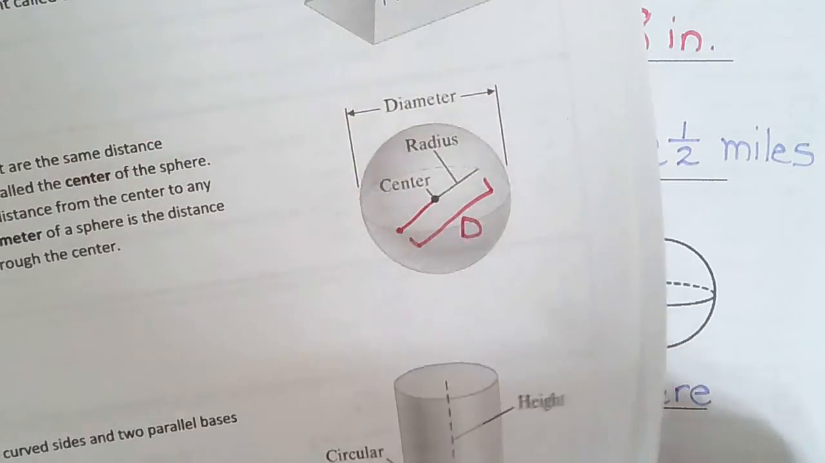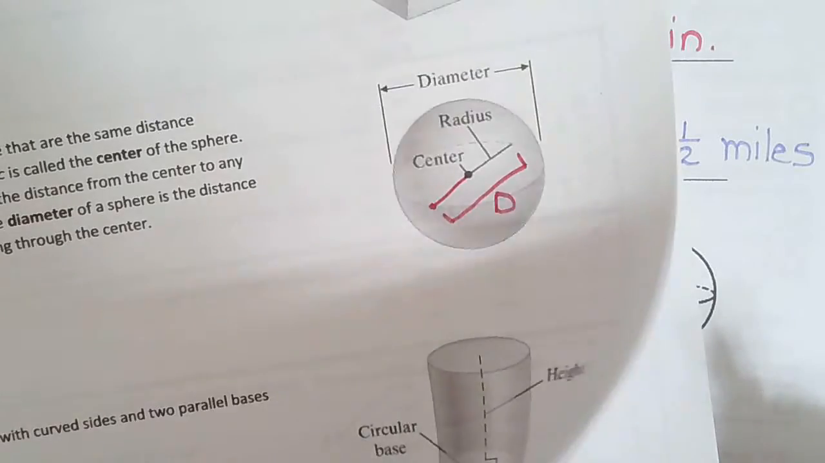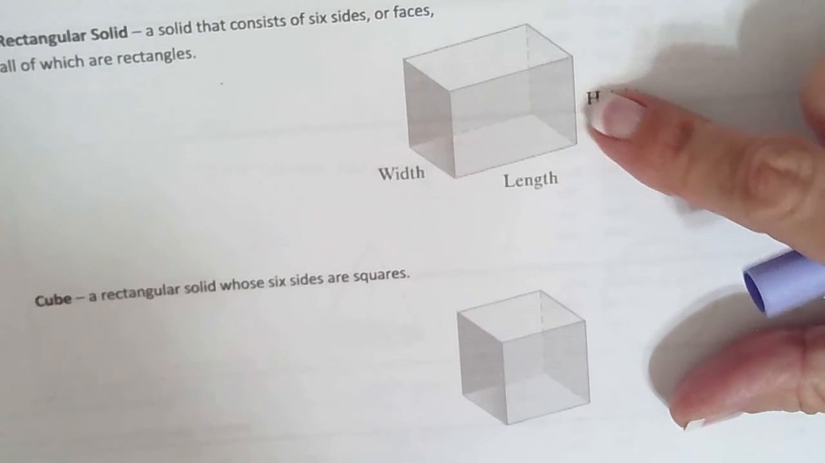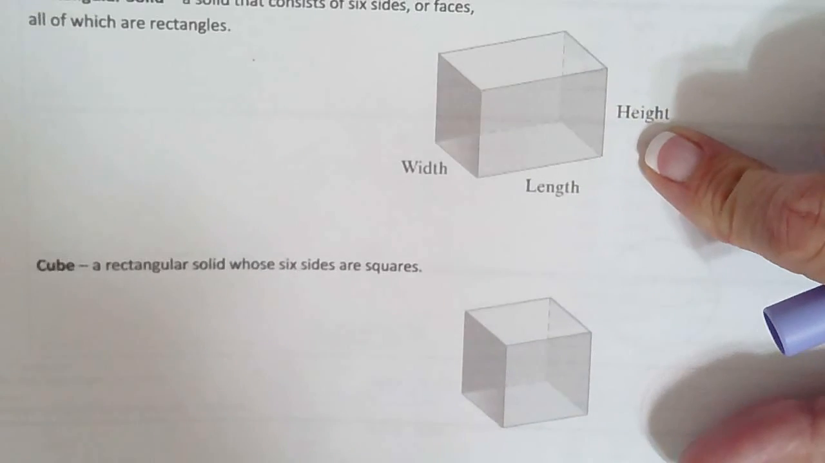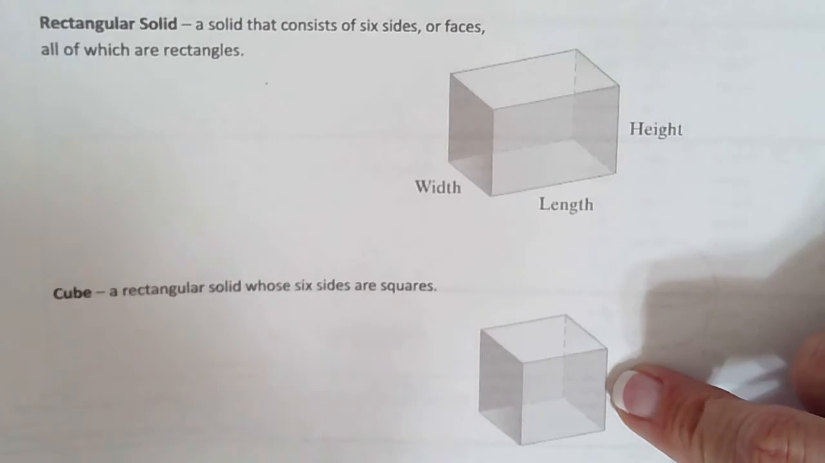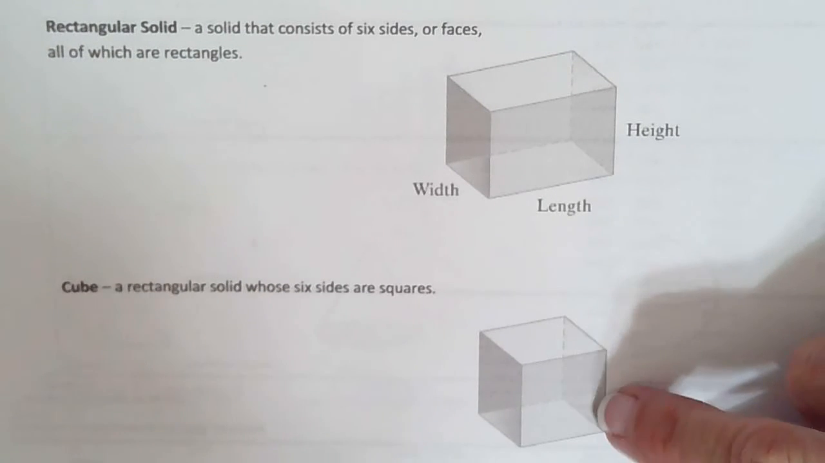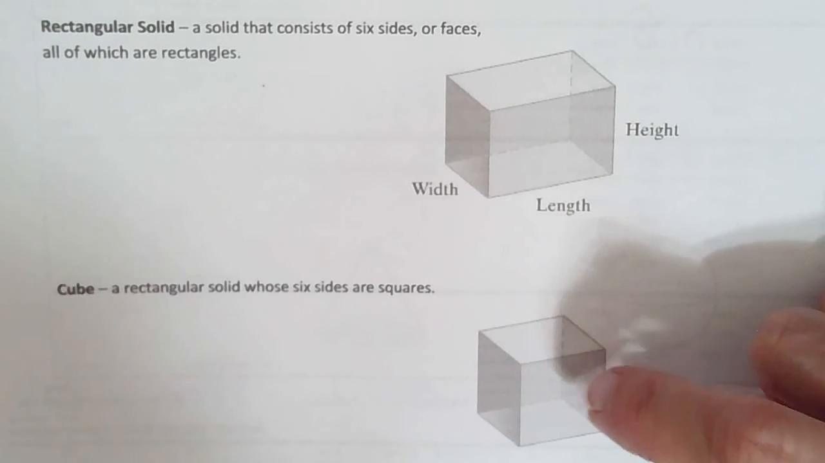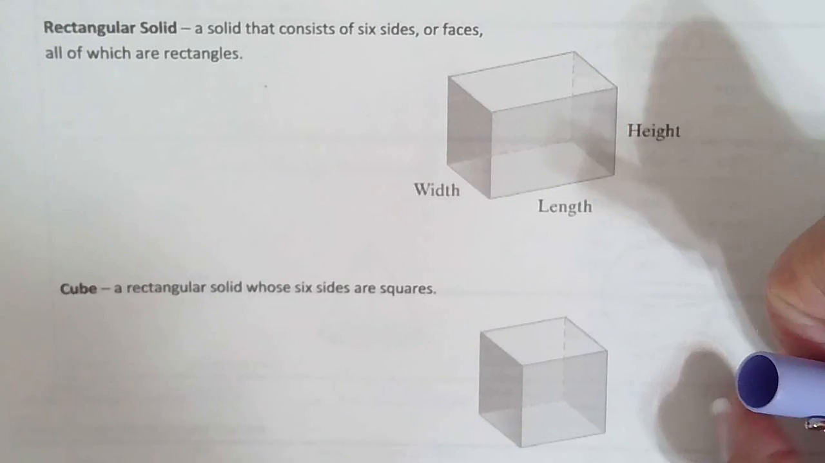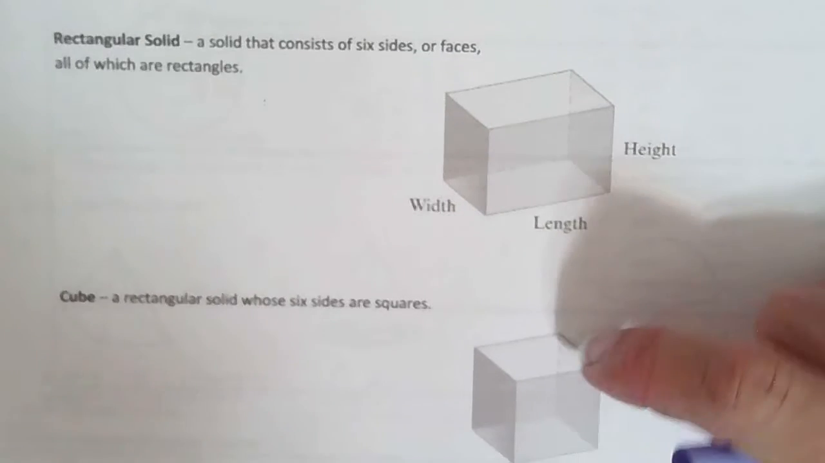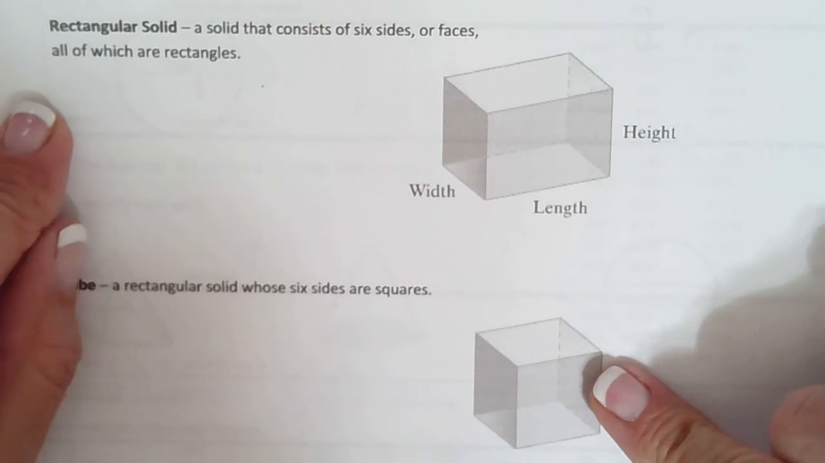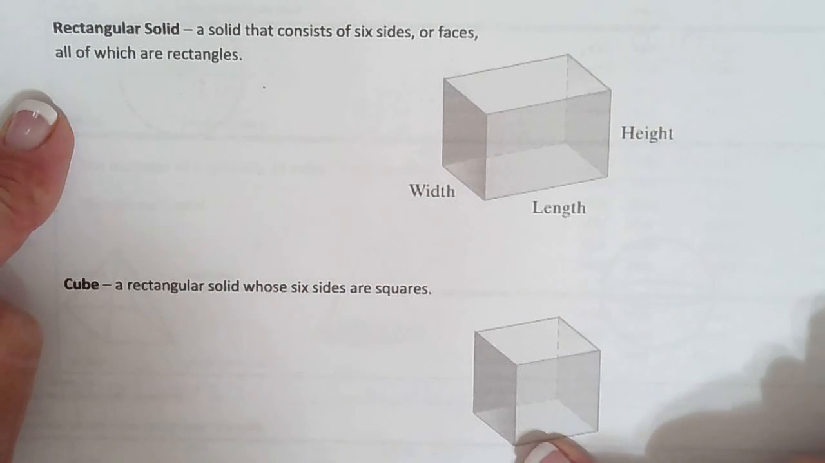And I think on the page before that, they have the rectangular solid and the cube. So a shoebox would be considered a rectangular solid. And when it looks like a sugar cube, it's a cube. These are the same, except this one has all sides equal, where you can see on this one, they're not all equal. Okay, so a rectangular solid with all sides equal becomes a cube.